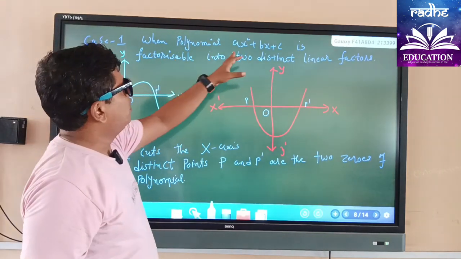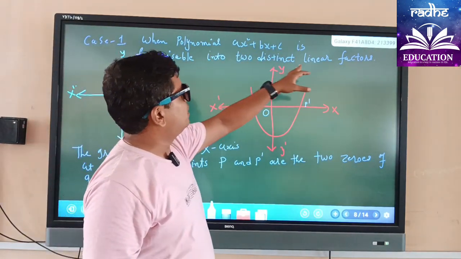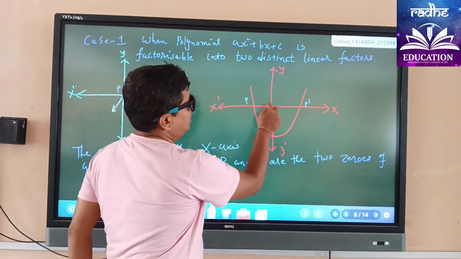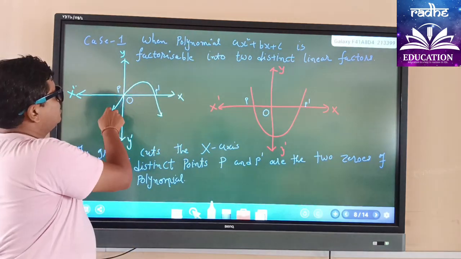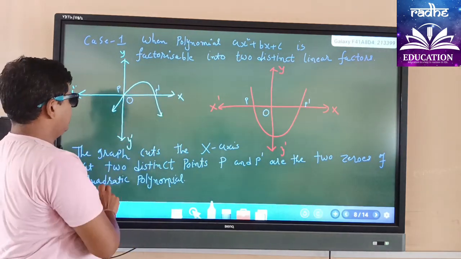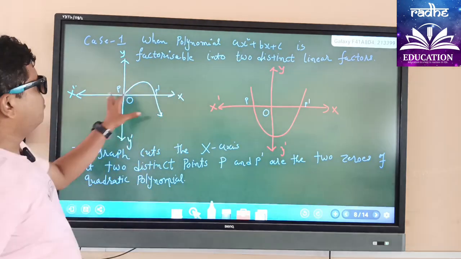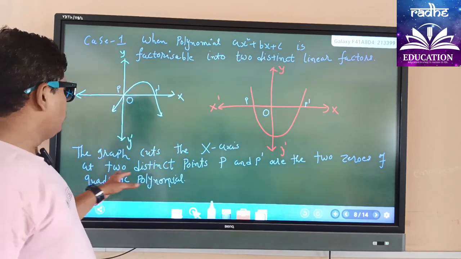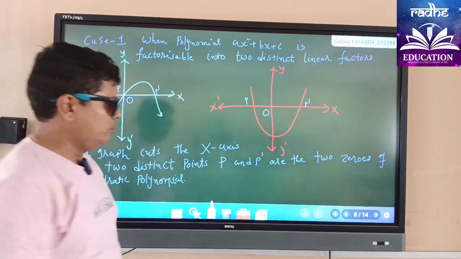Case 1: when the polynomial ax squared plus bx plus c is factorizable into two distinct linear factors. You can see this graph intersects the x-axis at two points, p and p dash. If the polynomial is factorizable, then we will get two zeros. The graph cuts the x-axis at two distinct points, p and p dash, which are the two zeros of the quadratic polynomial.